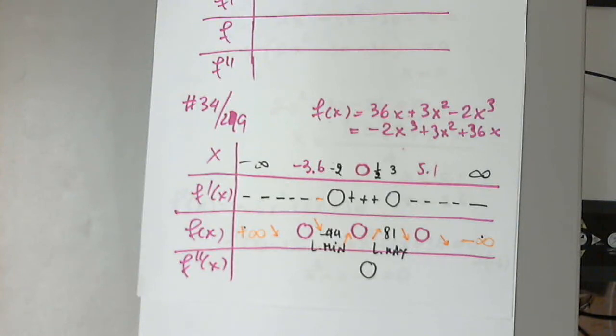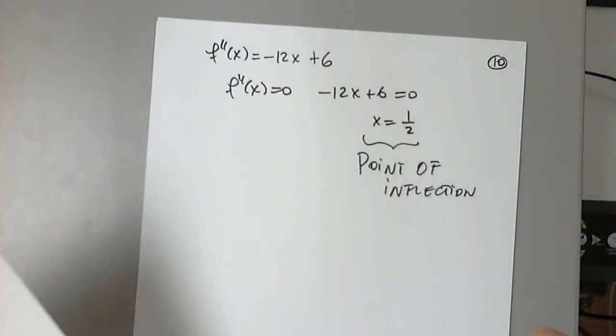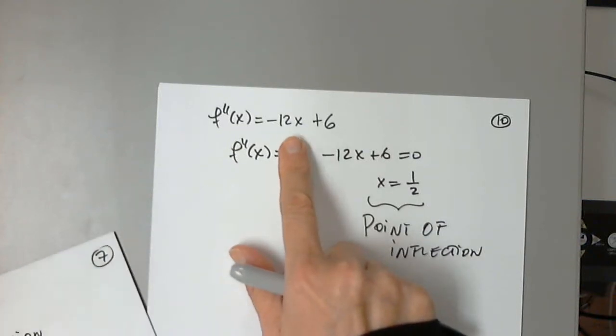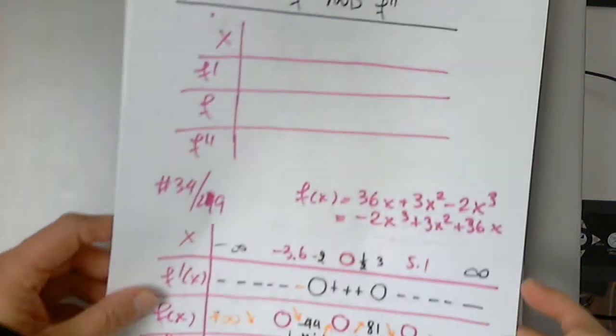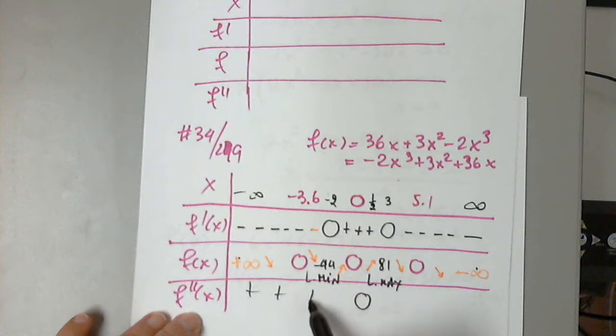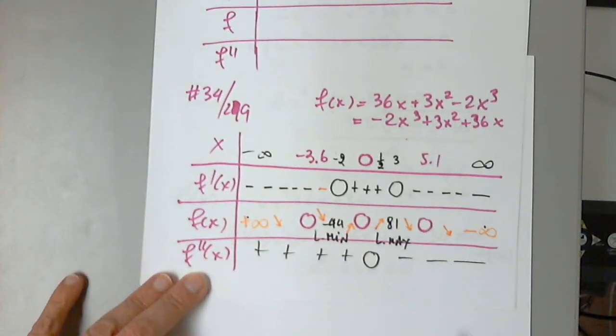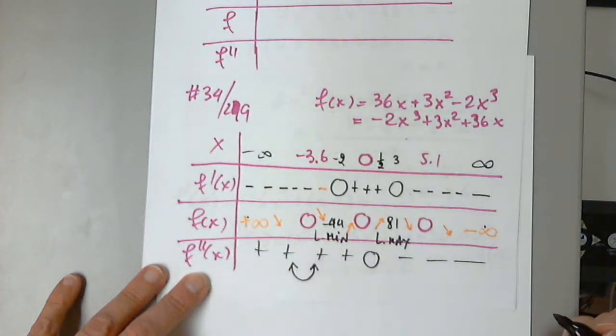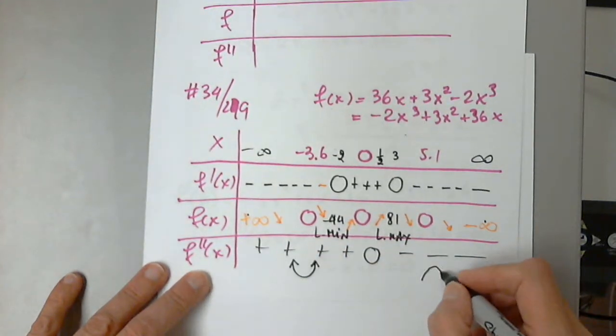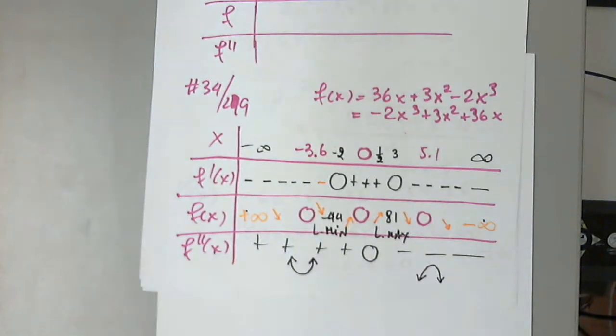Now we study the sign of the second derivative. Here it is, a linear function with a negative slope. It comes from and goes where? Positive, of course, we know that. So from positive to negative. When the second derivative is positive, the function opens upward. When the second derivative is negative, the function opens downward.